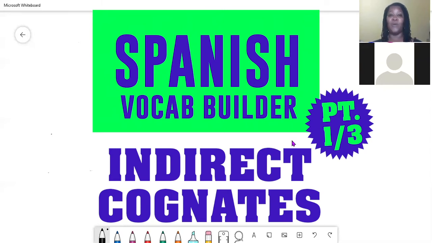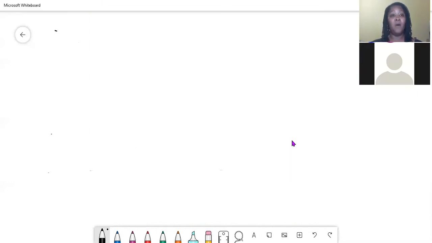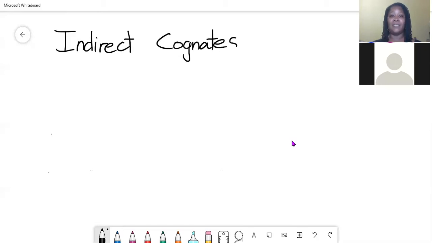In this lesson, we're going to be looking at indirect cognates, and it's part 1 of 3. Now, cognates is a category of words in Spanish where the words you're looking at have a connection or some sort of easily recognizable trait between the English and the Spanish. Exact cognates are words that are spelled the same way in both languages. All that you do is pronounce them differently.